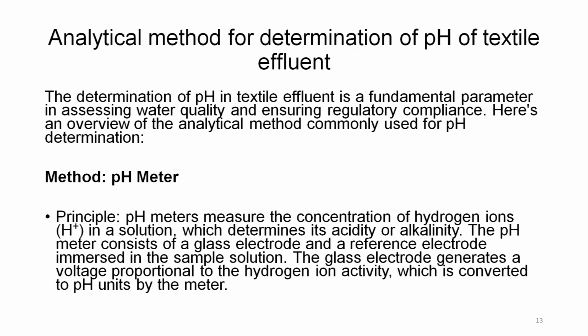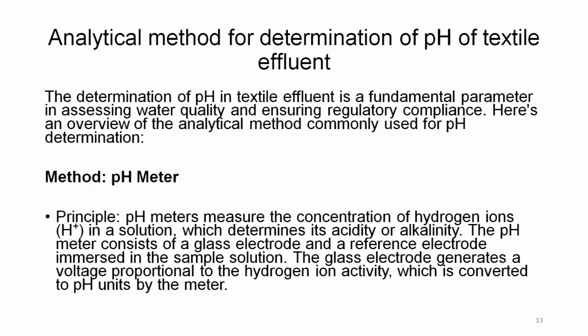The determination of pH in textile effluent is a fundamental parameter in assessing water quality and ensuring regulatory compliance. Here is an overview of the analytical method commonly used for pH determination. It is one of the easiest methods of determination. Every laboratory would have a pH meter. So, the first method is with the help of a pH meter.